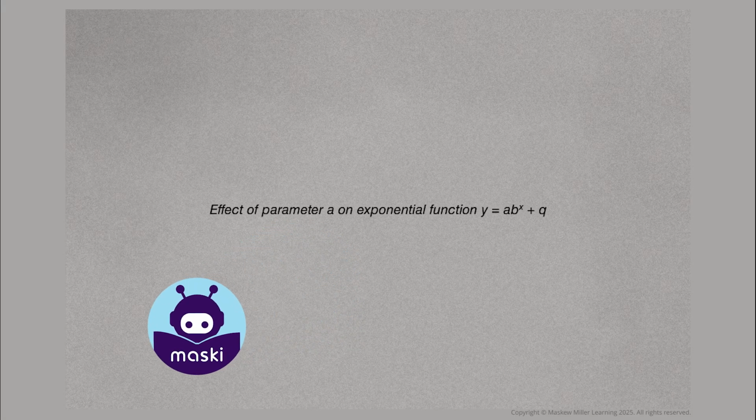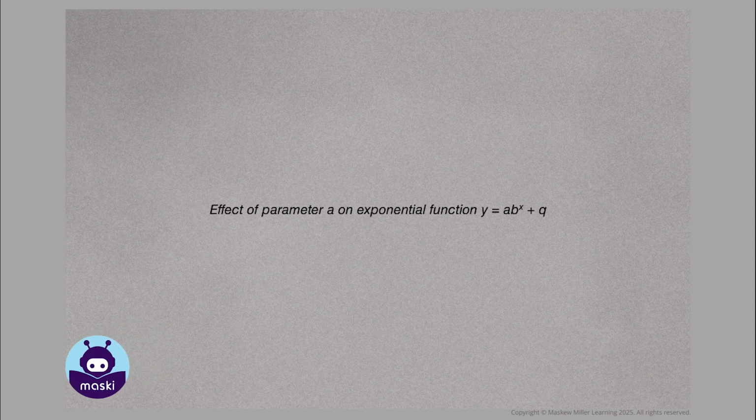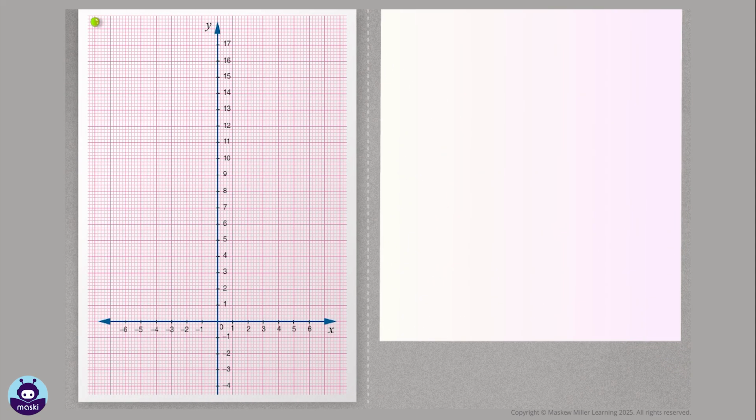Effect of parameter a on the exponential function y equals a times b to the power of x plus q. Let us investigate the effect of a on the exponential function. Consider the function y is equal to ab to the power of x plus q, where b is equal to 2, a is equal to 1, and q is equal to 0. It becomes the basic exponential function y is equal to 2 to the power of x, which we saw earlier. The graph of the function can be drawn.